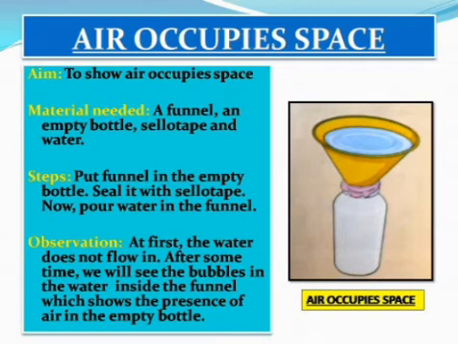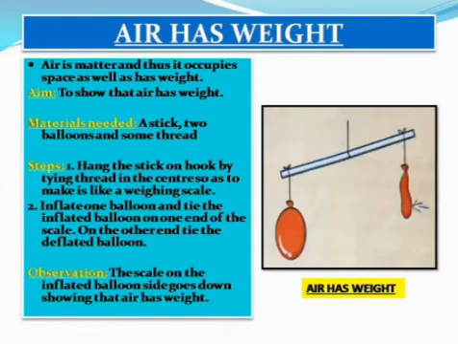in the empty bottle. Experiment 2 is to show that air has weight. Material needed: a stick, 2 balloons and some thread. Steps: first, hang the stick on the hook by tying thread in the center. Second, inflate one balloon and tie the inflated balloon on one end of the scale. On the other end, tie the deflated balloon. Now we will observe that the scale on the inflated balloon side goes down, showing that air has weight.